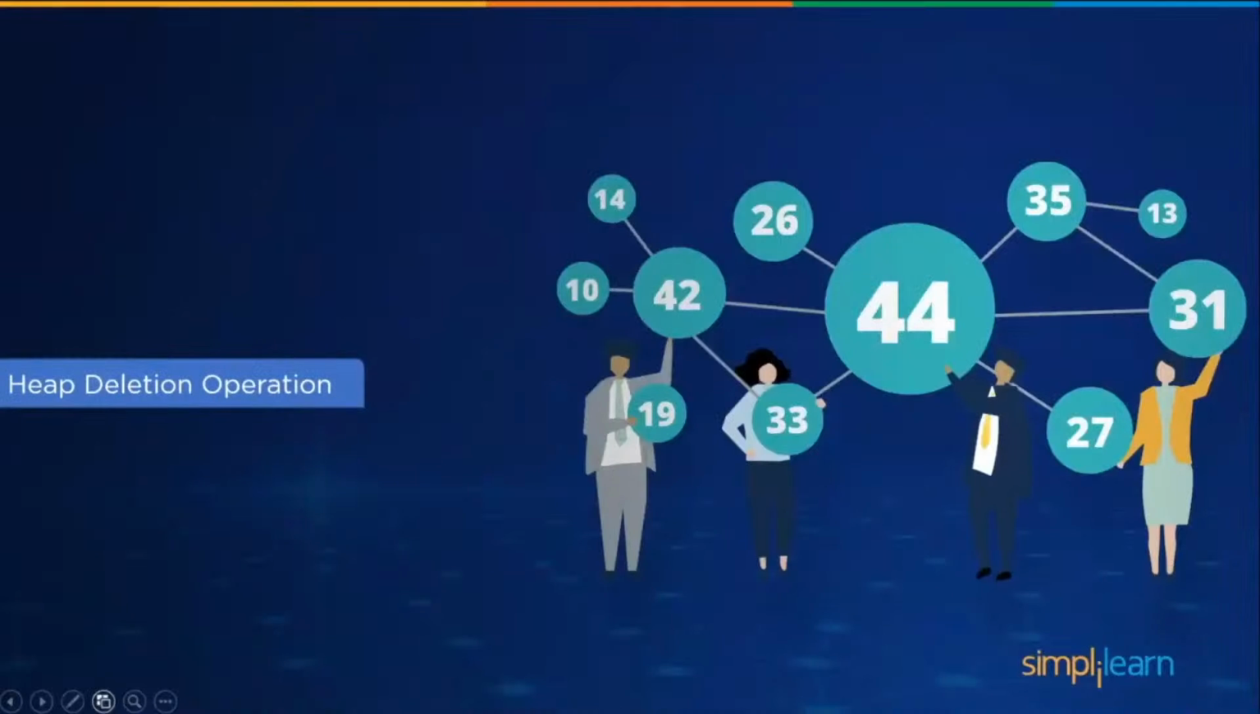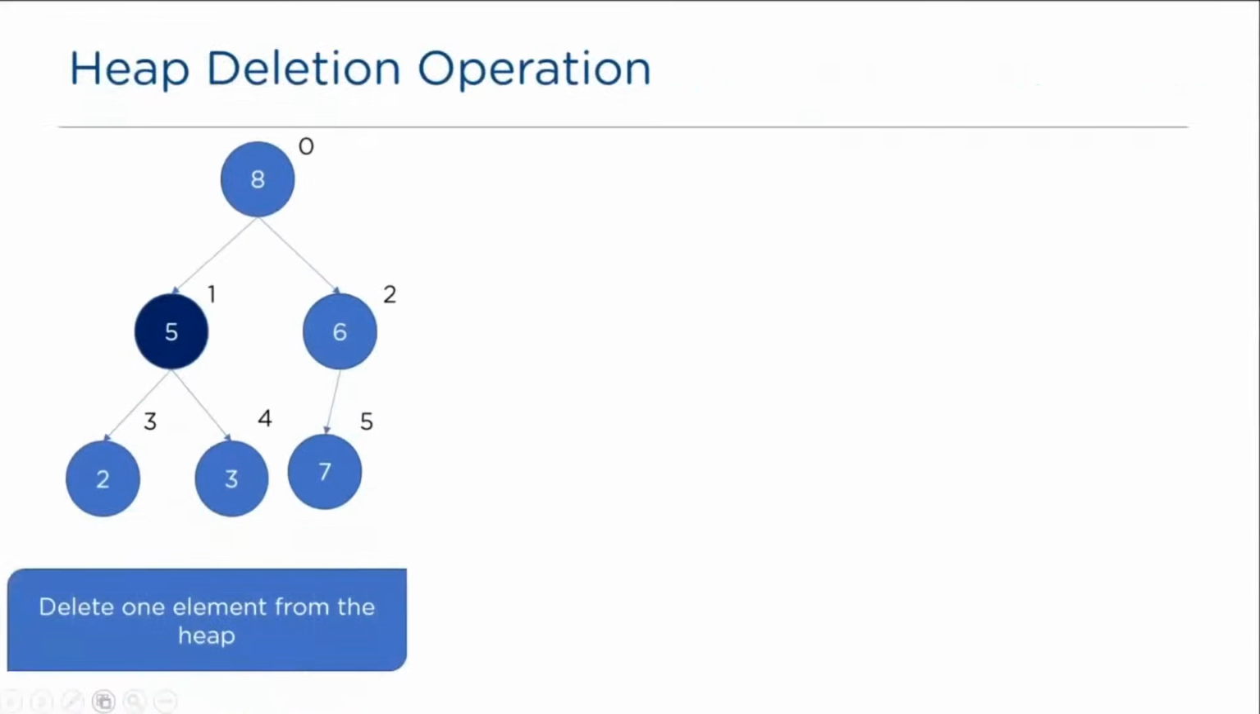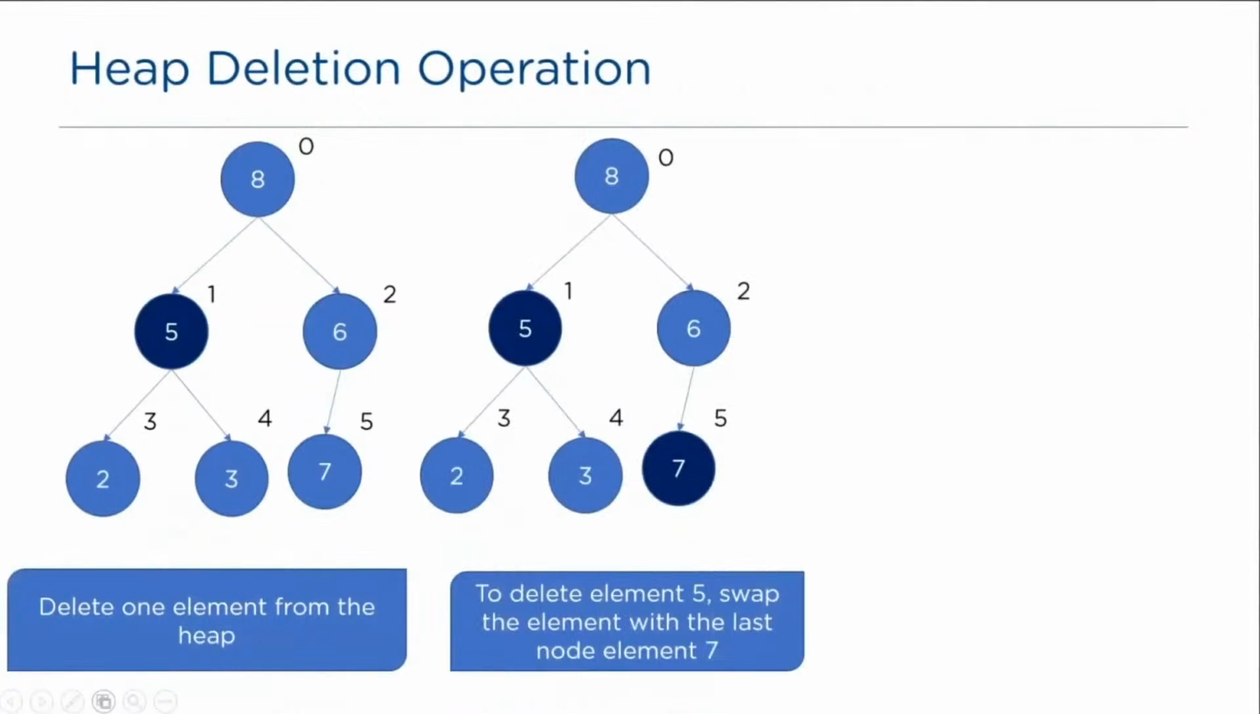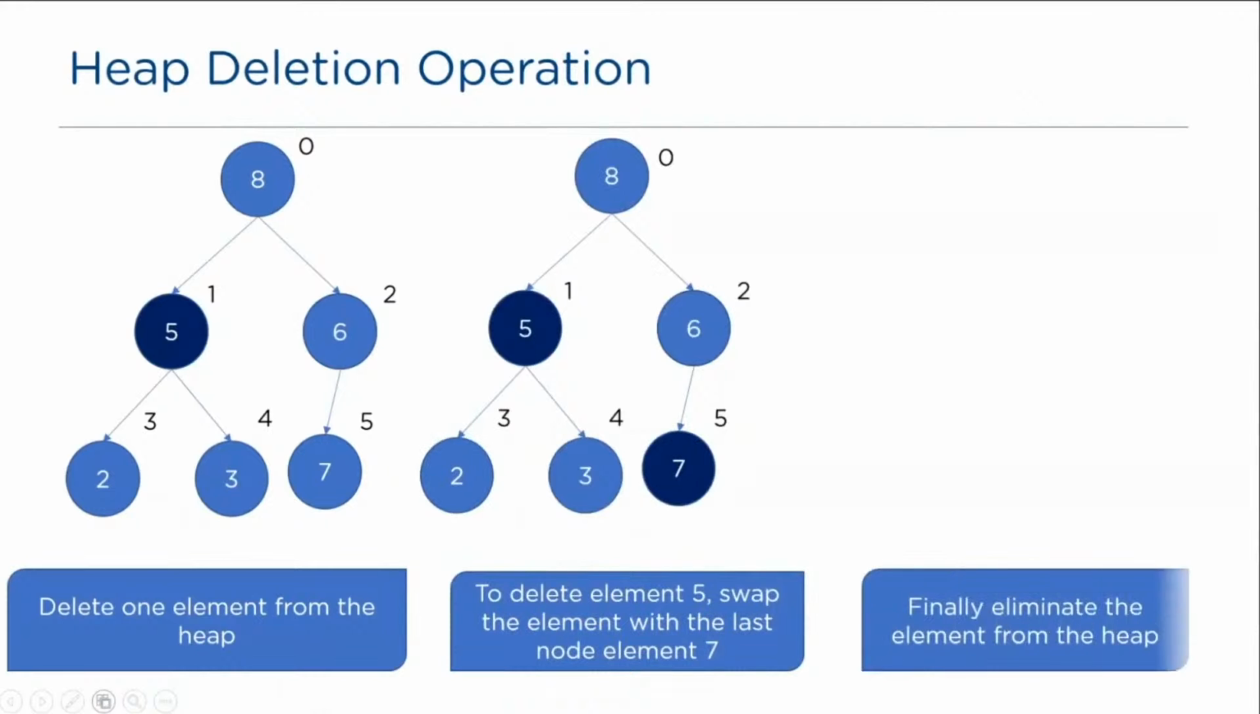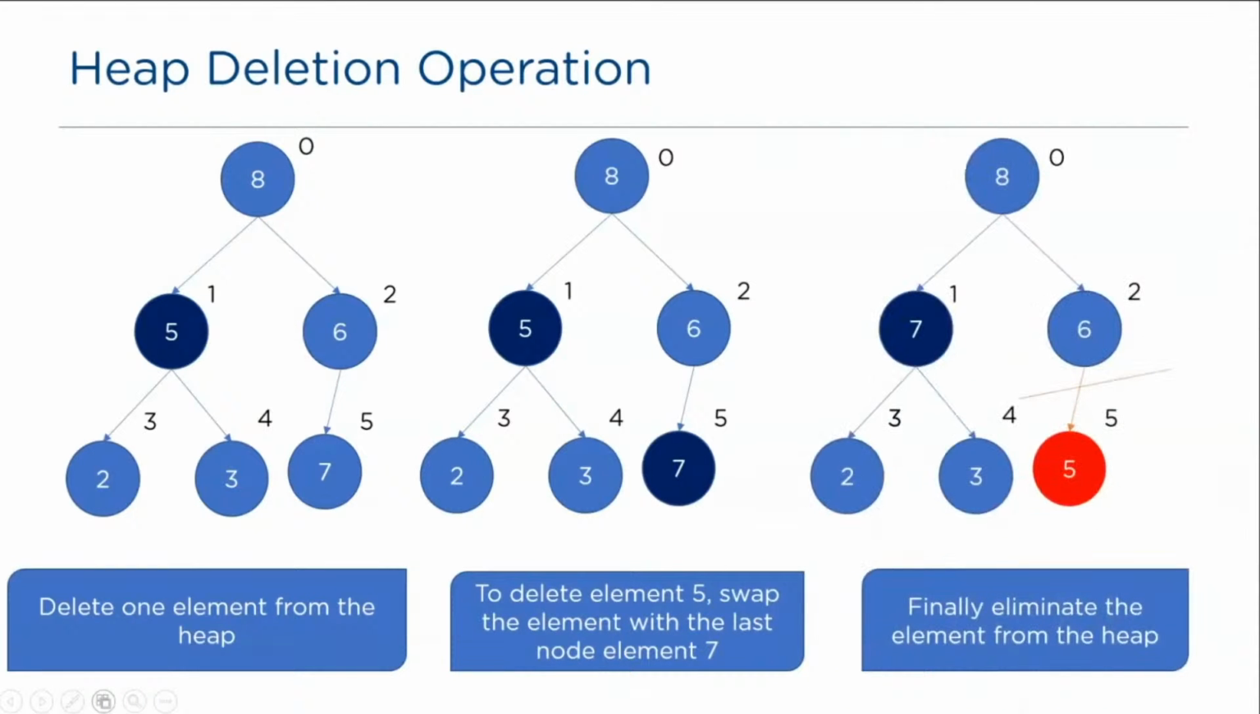Next is the heap deletion operation. Suppose we want to delete one element from the heap. Let's consider element 5 to be deleted. To delete element 5, swap the element with the last node element 7, and finally, remove the last element from the heap. Now let's run a simple program using the heap data structure.